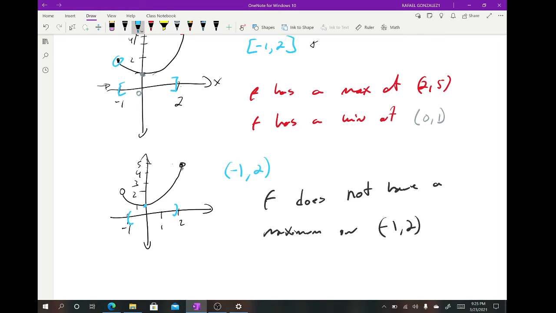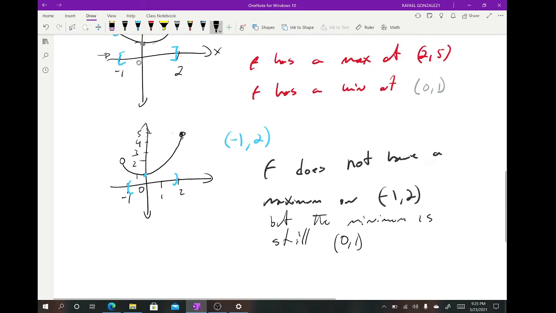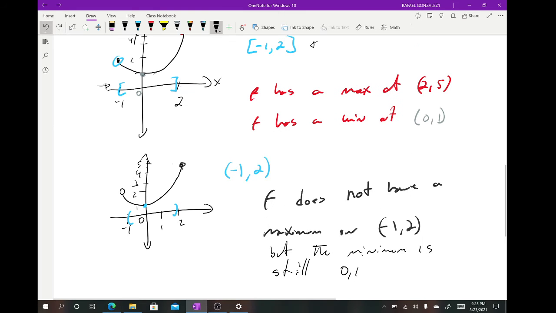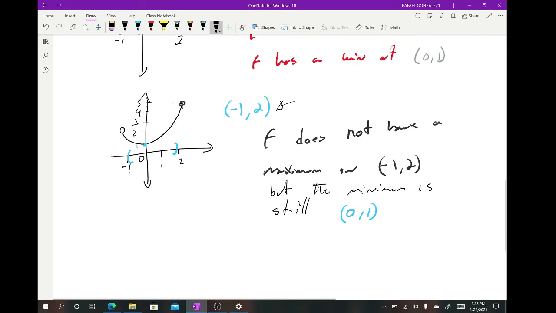The minimum is still (0, 1). So this (0, 1) refers to this point (0, 1). Maybe I should use a different color. Yeah, I'll use a different color. And then this (-1, 2) refers to the actual interval.